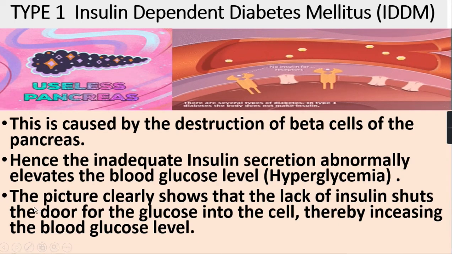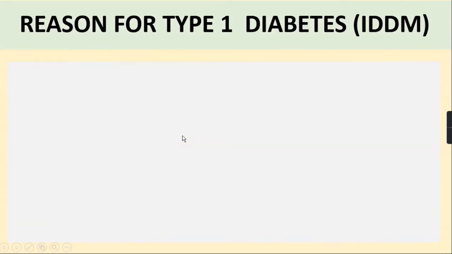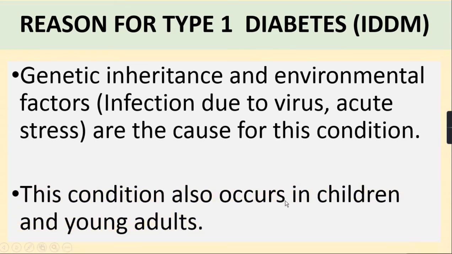Hyperglycemia. The picture clearly shows that the lack of insulin shuts the door for the glucose into the cell, thereby increasing the blood glucose level. Reason for type 1 diabetes: genetic inheritance and environmental factors, infection due to virus, and acute stress are the causes for this condition. This condition also occurs in children and young adults.